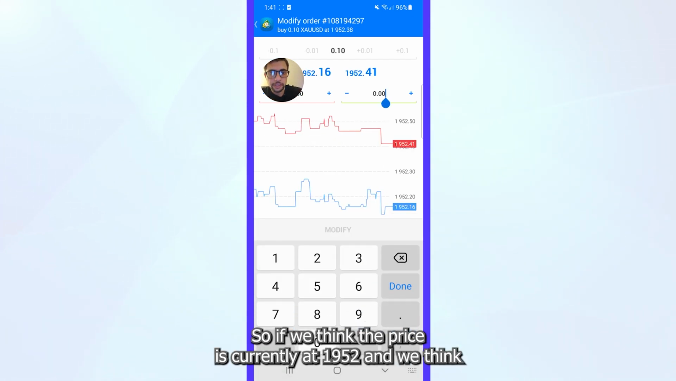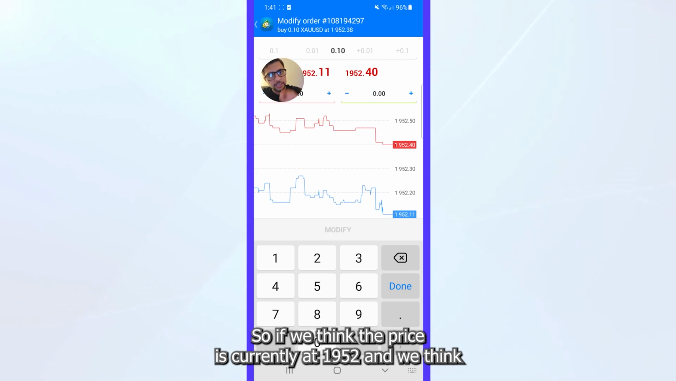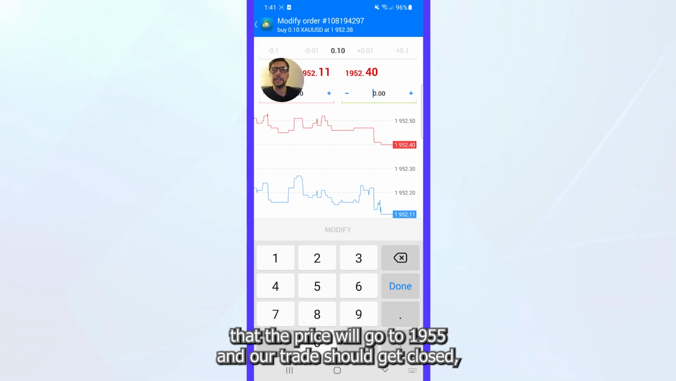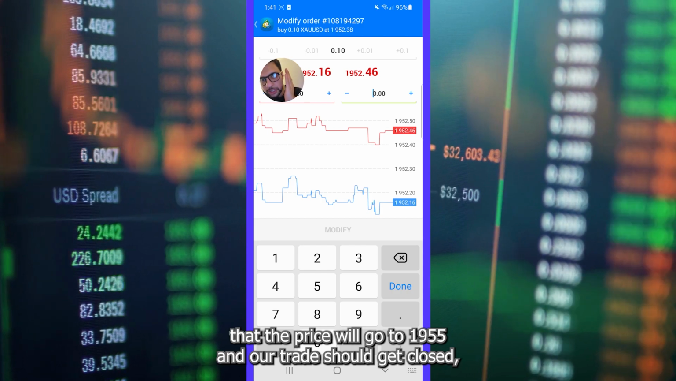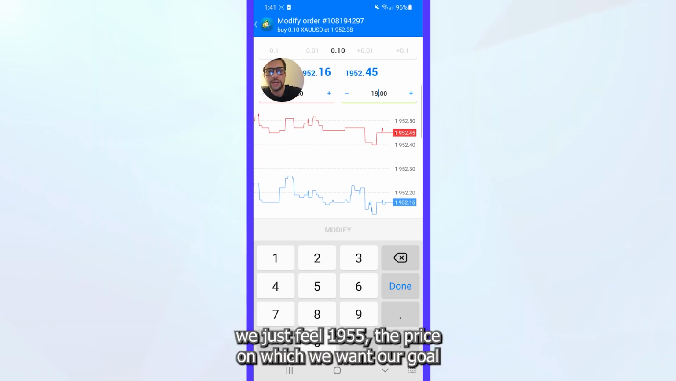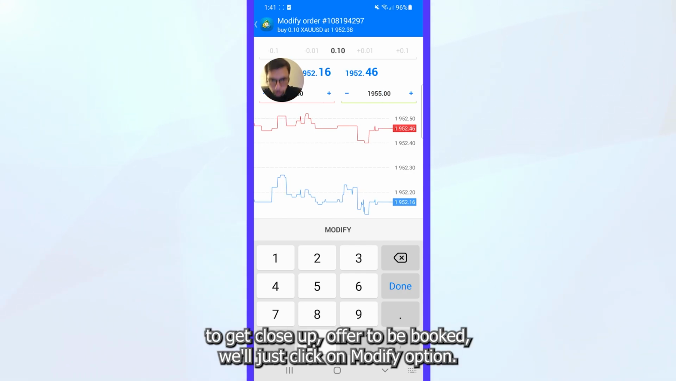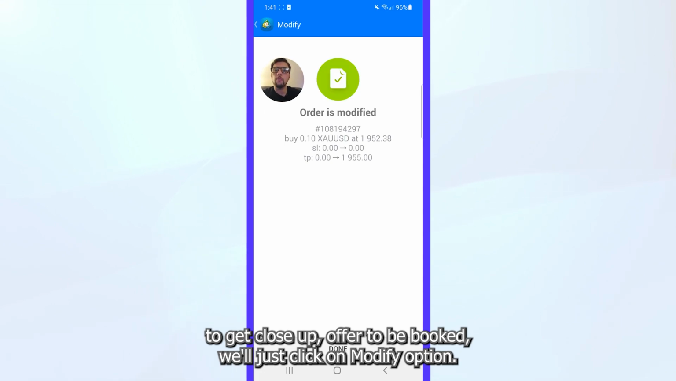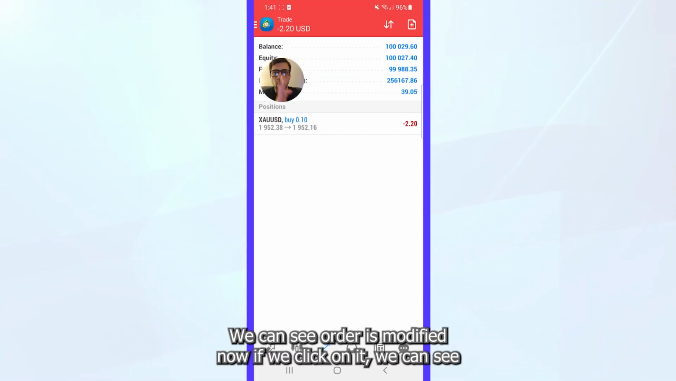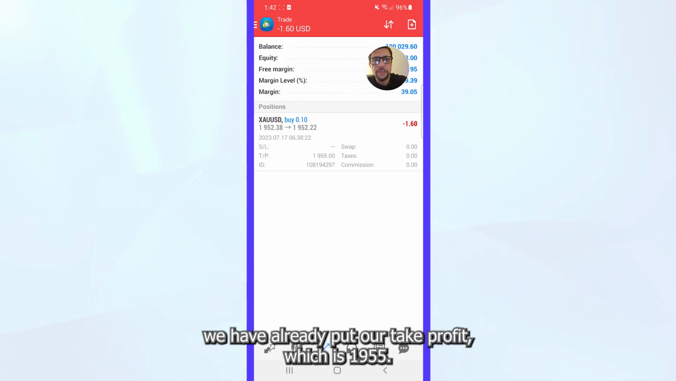So if the price is currently at 1952 and we think the price will go to 1955 and our trade should get closed, we just fill in 1955, the price at which we want our trade to get closed and our profit to be booked. We'll just click on the modify option. We can see the order is modified. Now if we click on it, we can see we have already put our take profit, which is 1955.